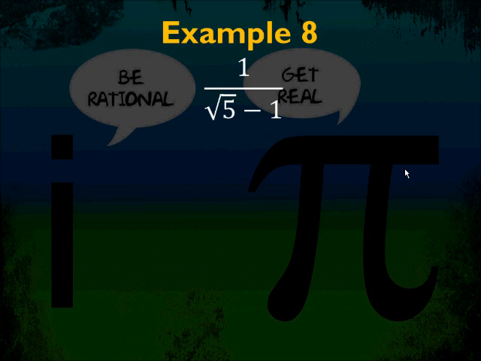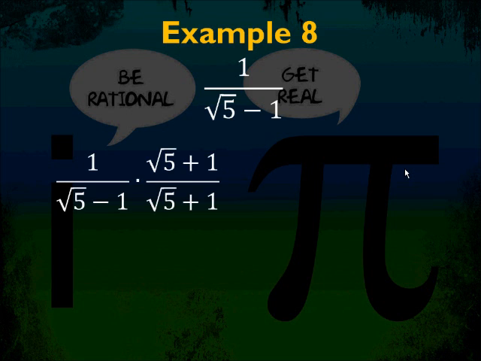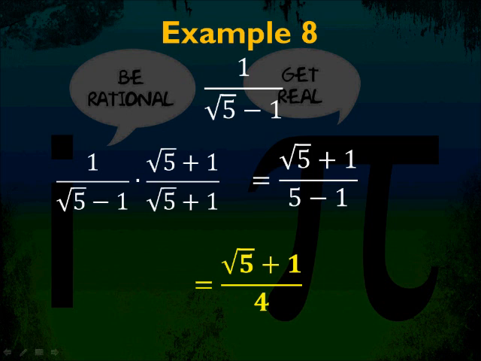So you're going to have to multiply the top and bottom by radical 5 plus 1. This will eliminate the radical in the denominator, so this becomes radical 5 plus 1 over a squared minus b squared, or 5 minus 1. And your answer is simply radical 5 plus 1 over 4.